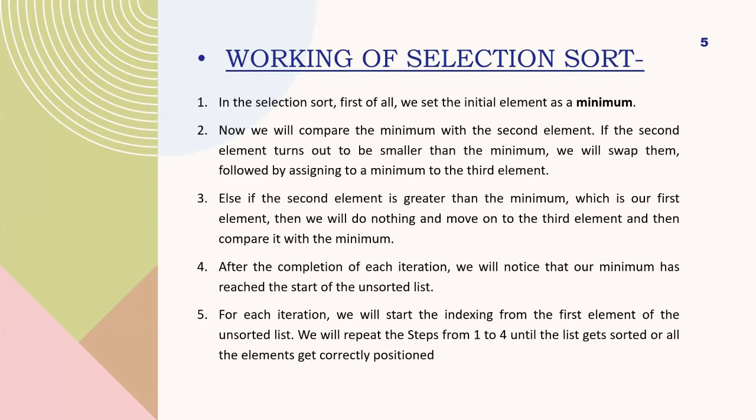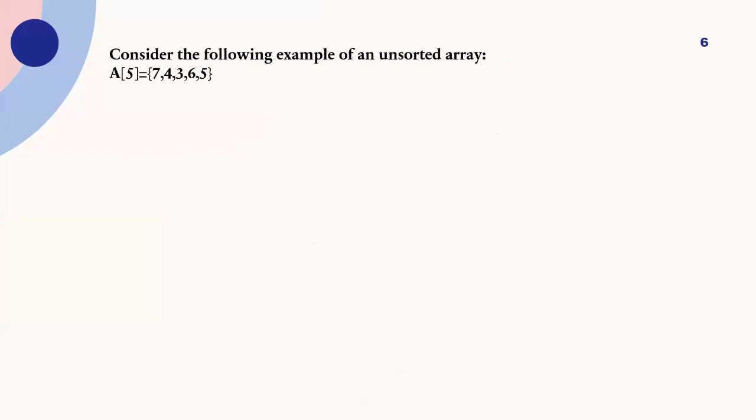After the completion of each iteration, we will notice that our minimum has reached the start of the unsorted list. For each iteration, we will start the indexing from the first element of the unsorted list. We will repeat the steps, that is from 1 to 4, until the list gets sorted or all the elements get correctly positioned. We will see this with an example. I have considered here an array A with 5 elements: 7, 4, 3, 6, 5.